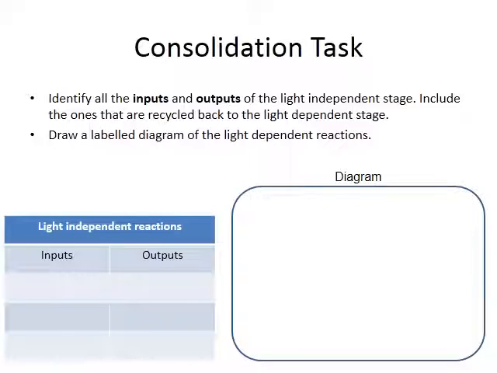Here's another consolidation task for you to fill out. So in terms of inputs of the light independent stage, from our chemical equation, our main input is carbon dioxide, and also from the chemical equation, our main output is glucose. Our other inputs and outputs: an input would be ATP, and the corresponding output would be ADP plus Pi, and an input would be NADPH, and a corresponding output would be NADP plus.